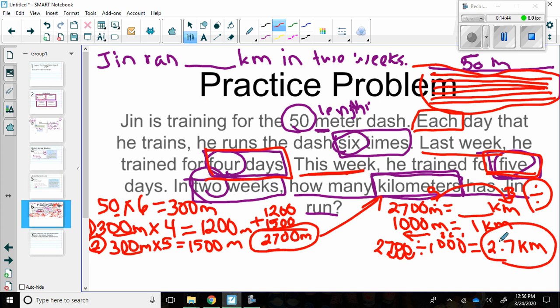So now I know that Jin ran 2.7 kilometers in 2 weeks. And then you have to ask yourself, does that make sense? If I'm going from smaller to bigger, would it make sense if he ran 2,700 meters? Would that equal 2.7 kilometers? And yes, that would make sense.